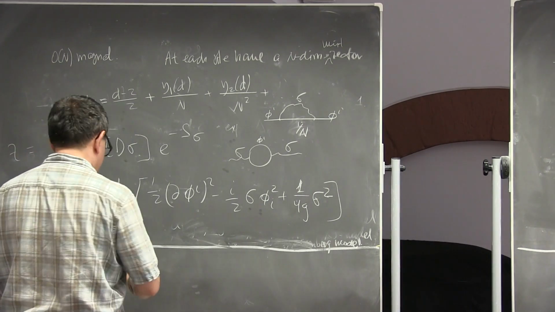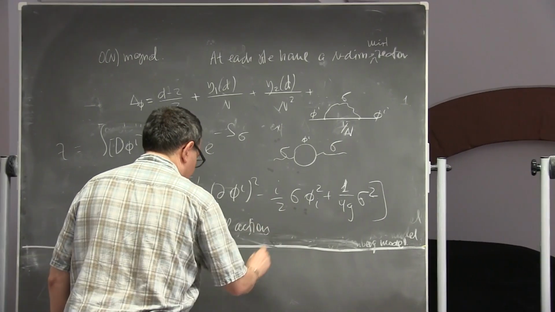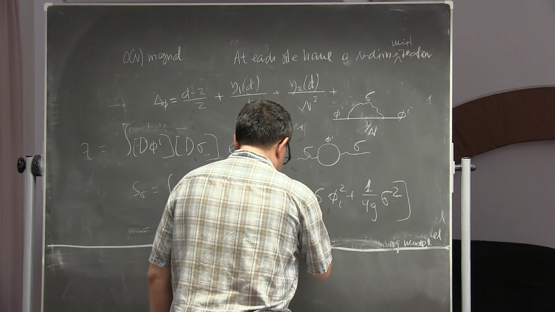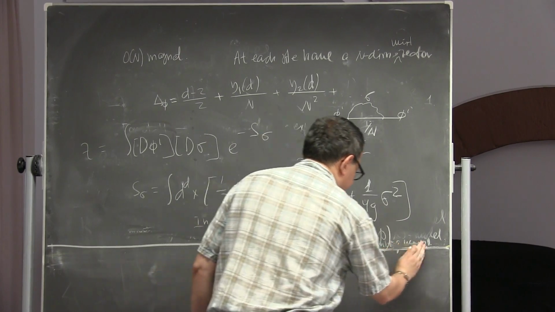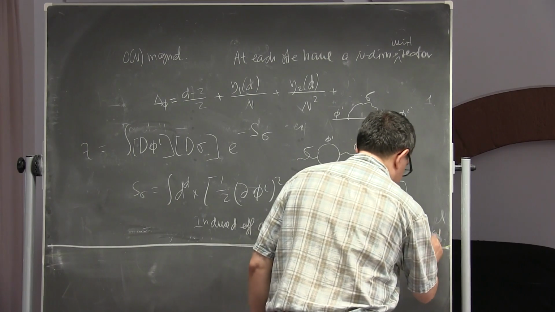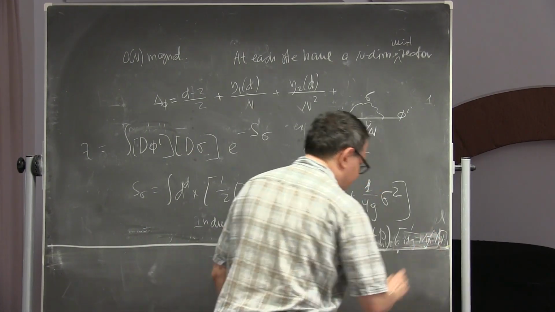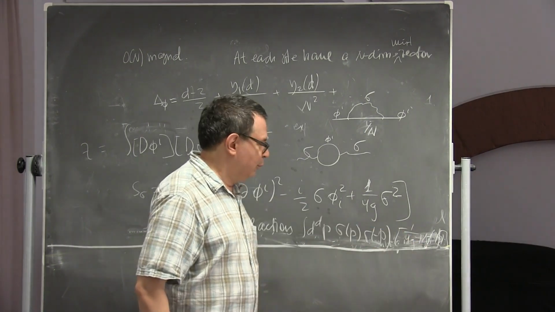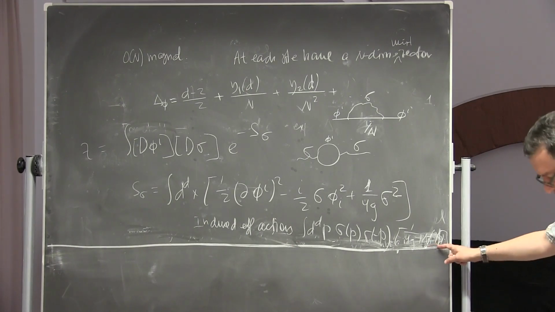Because you get the effect, so the induced effective action will be some integral d^d p, sigma of p, sigma of minus p, times some function. First of all, there will be this trivial term, 1 over 4g, plus some function of p. Okay, so there are two things. First of all, this function is of order n. This function will automatically be of order n. And moreover, the behavior of this function is such that it will dominate at low momenta. Okay.